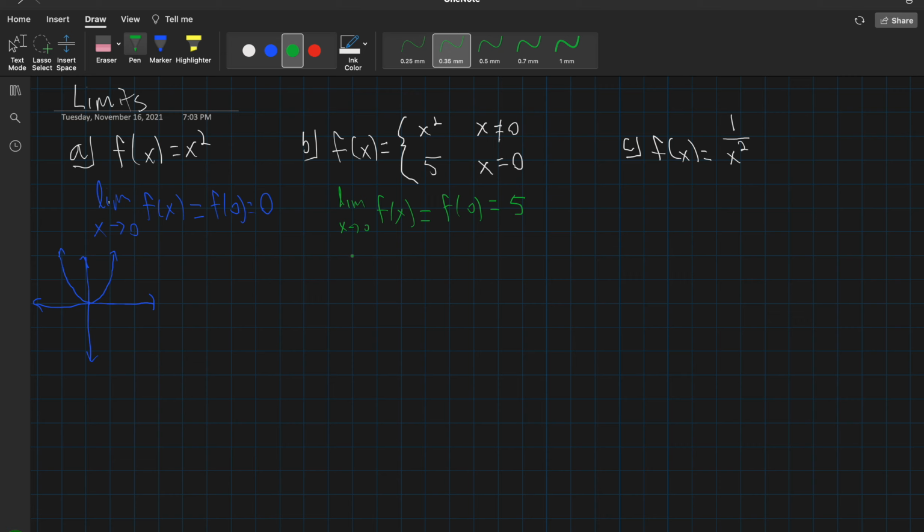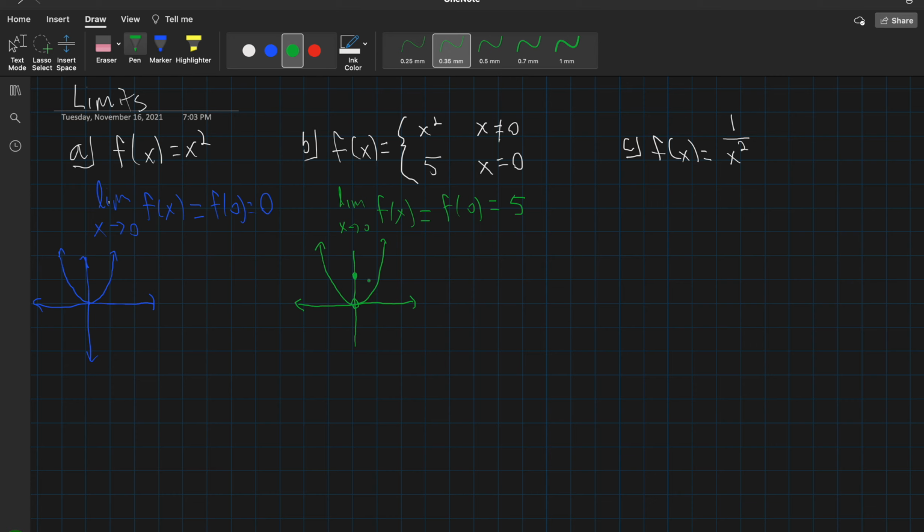So let's graph this just to double check our conclusion. When x is equal to 0, we're going to get a y value of 5. And when x is not equal to 0, we're just going to have our function x squared. So it looks something like this. And we'll go ahead and put a hole right here just to make it clear that our value at 0 is actually defined by 5 and not 0.